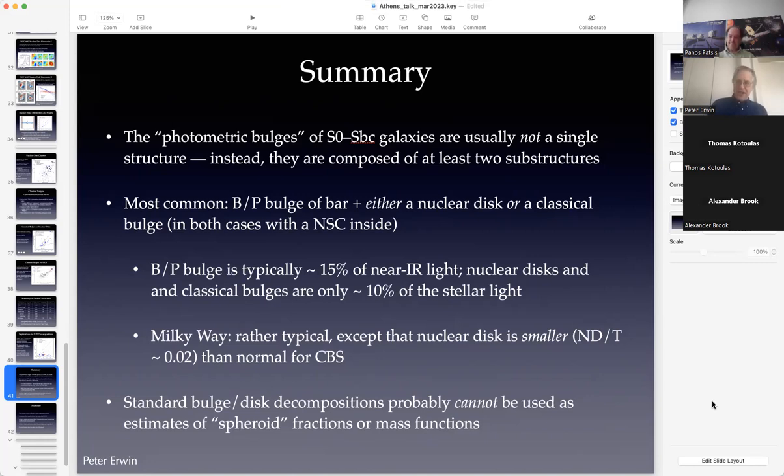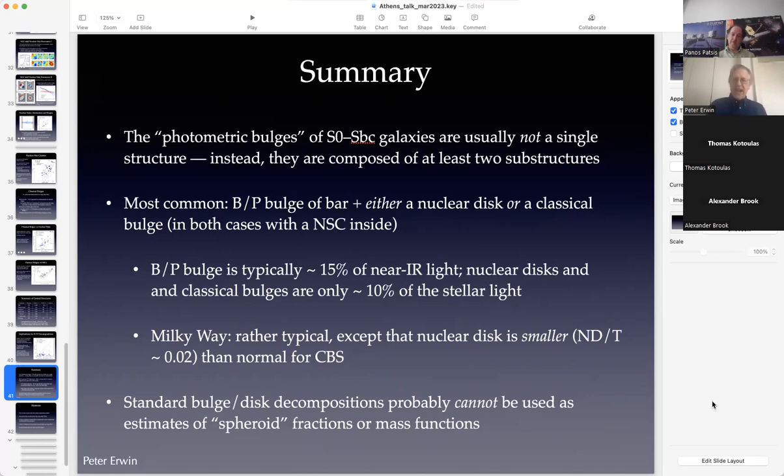So that makes it harder to tell. And the dust is almost always denser in the center, which makes it even harder. The second problem is that you could tell that there's some sort of excess component which is flattened, but it's not clear how you would distinguish, let's say, a nuclear disk from a nuclear ring from a nuclear bar.